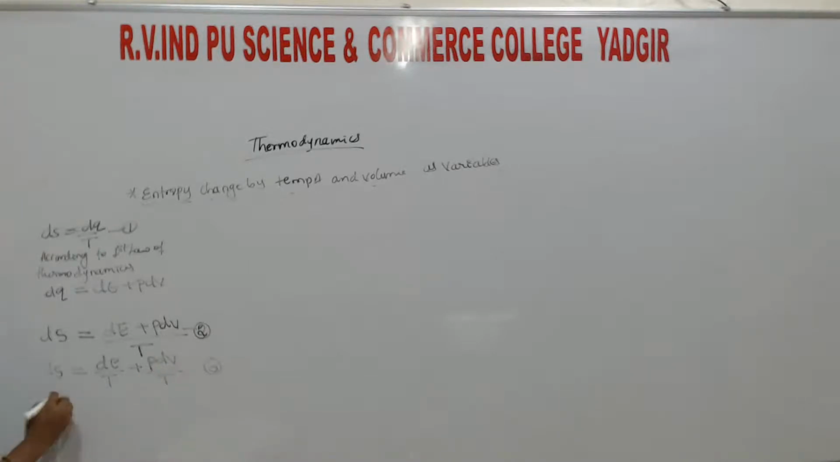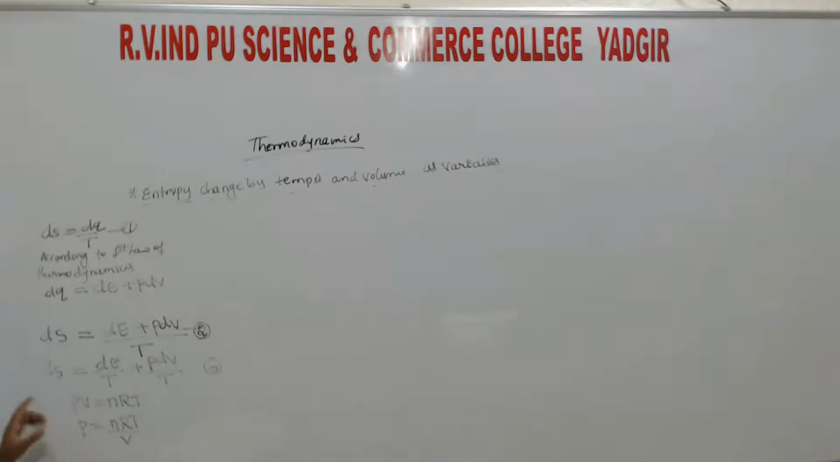Here, you know the formula PV is equal to nRT. You substitute the P value here. P is equal to nRT by V.